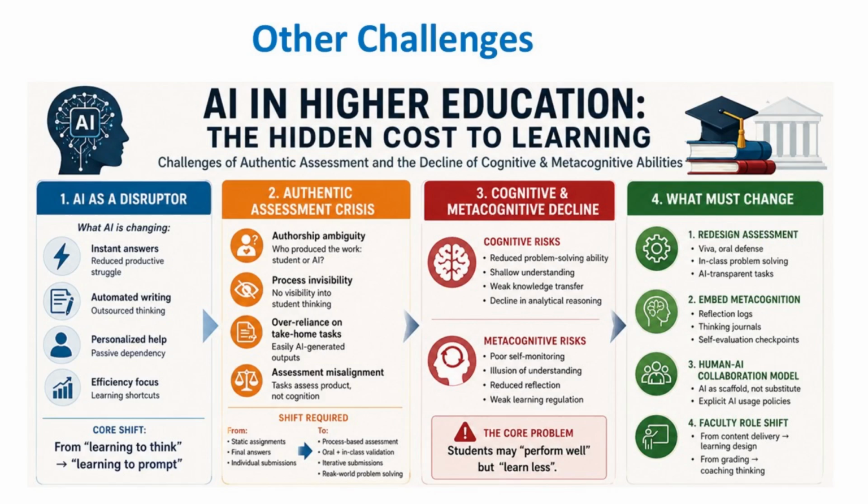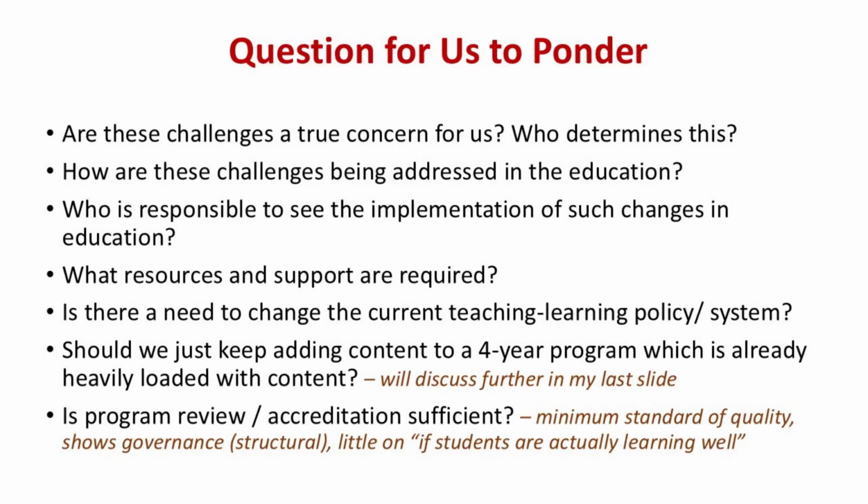But today, AI came into the picture, and it exposed our weakness, that actually the whole process can be done by AI. Then we realized that we need something called authentic assessment. Today, for any report you give to a student, there is a 95% chance that the report is written by ChatGPT. Am I right? Do you disagree? No, you don't. So what are we doing about it? These are some challenges that we have, which bring us to ponder: are these challenges a true concern for us? Who determines this?